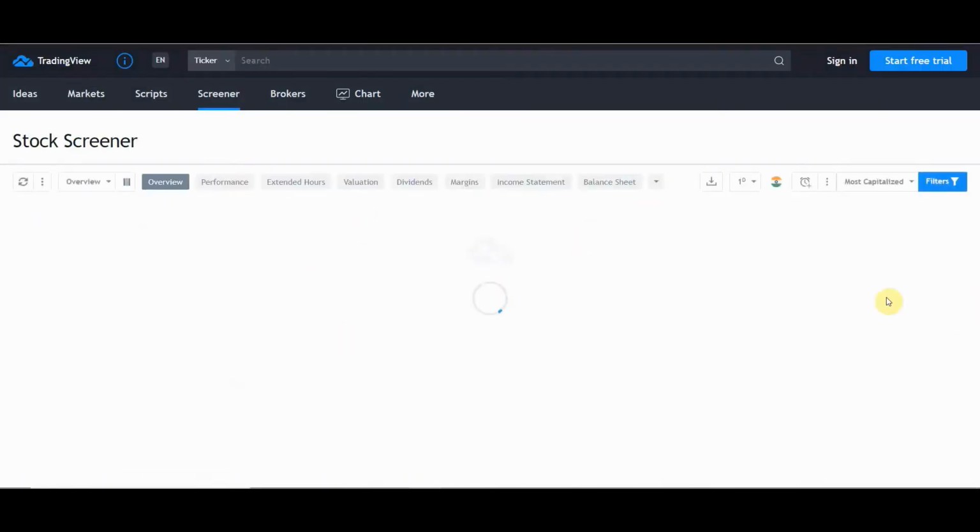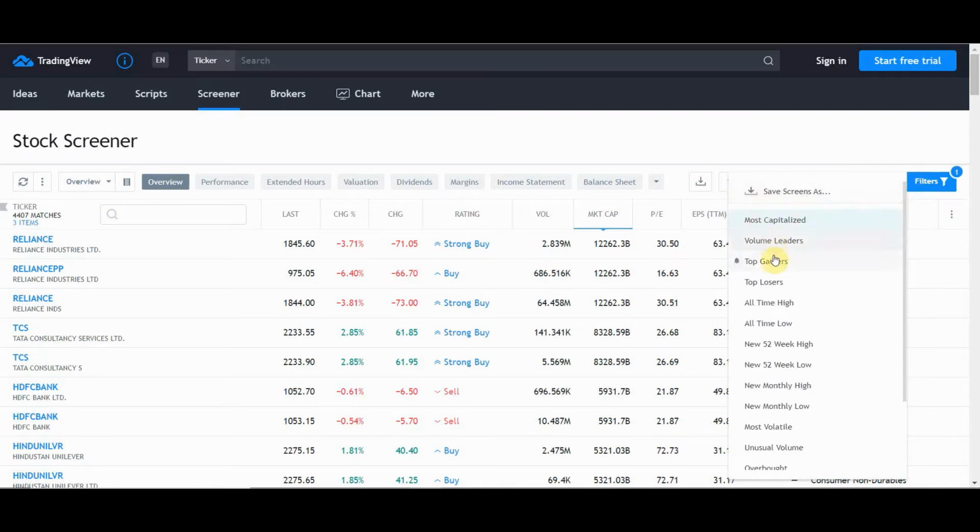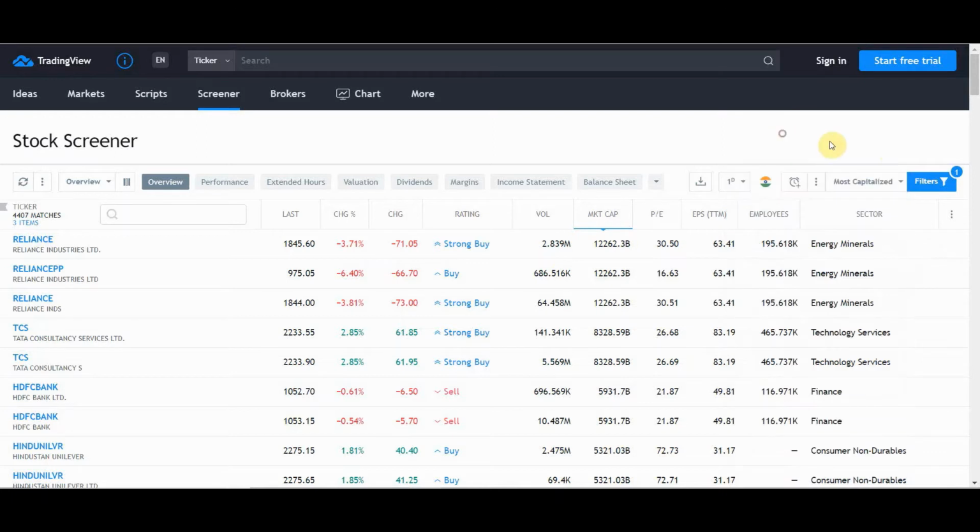In the stock screener we can see almost all the stocks in Nifty 50. Here it is under the section of most capitalized stocks. We can change it according to our opinion to all-time high, top losers, top gainers, volume leaders, etc., and we can pick stocks accordingly. Here we can see the different stocks, their name, last traded price, the percentage changed, the points changed, and the ratings given by TradingView.